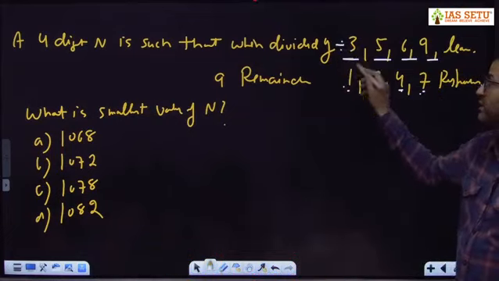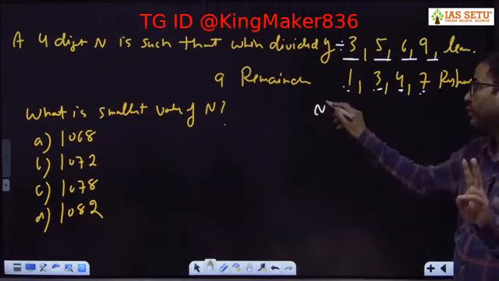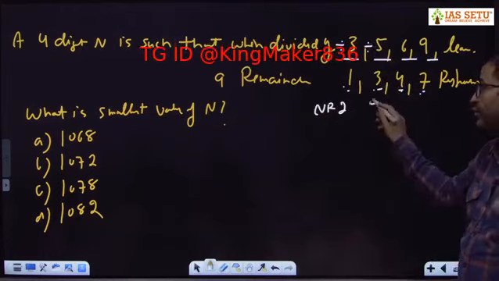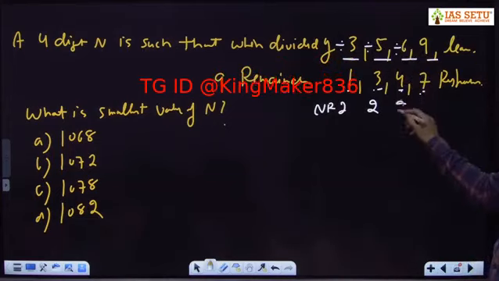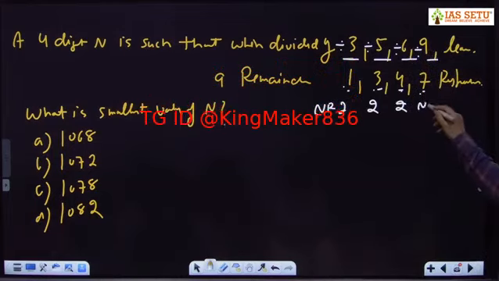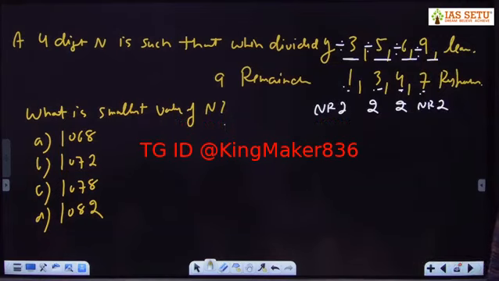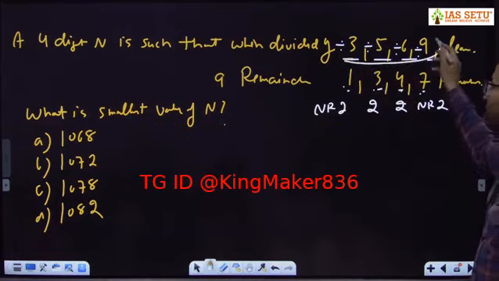When your divisor is 3, positive remainder 1, tell me what is your negative remainder? 2. When your divisor is 5, positive remainder 3, what is your negative remainder? 2. When your divisor is 6, positive remainder 4, what is your negative remainder? 2. When your divisor is 9, what is your positive remainder? 7. What is your negative remainder? 2. So rather than LCM plus R, LCM minus R will help, so we will find the LCM of the given numbers.